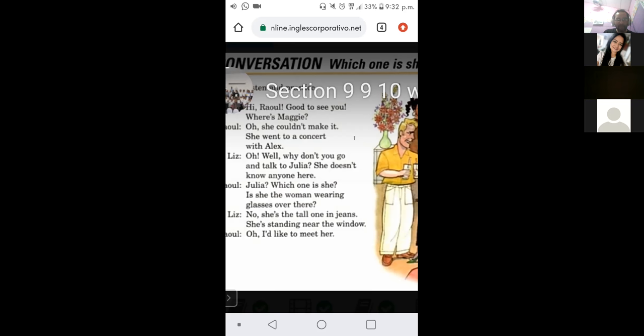She's dancing near the window. Correct, near the window, near the table, exactly. Ajá, junto a la ventana. Correct. Okay. María, any questions? Bien calladita estás.